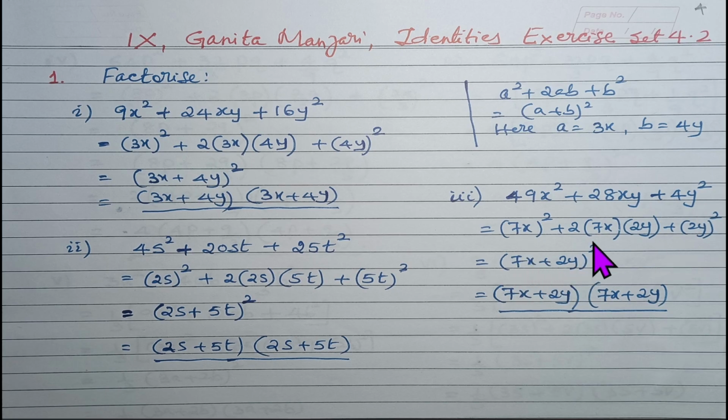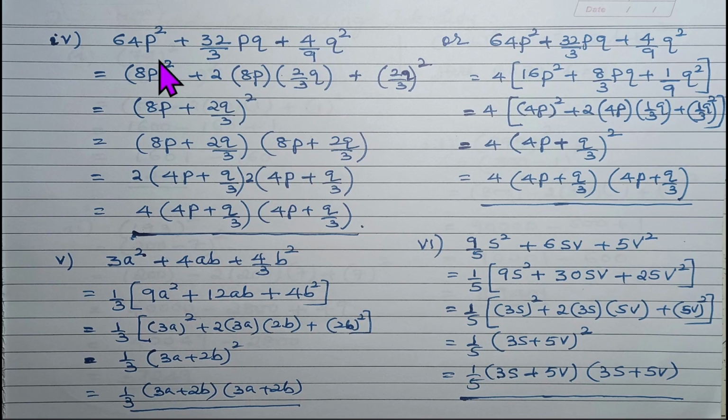So we can take it as (7x + 2y) whole squared, because a is 7x and b is 2y. Therefore the factors are (7x + 2y) into (7x + 2y). Now the next example is 64p² + (32/3)pq + (4/9)q².